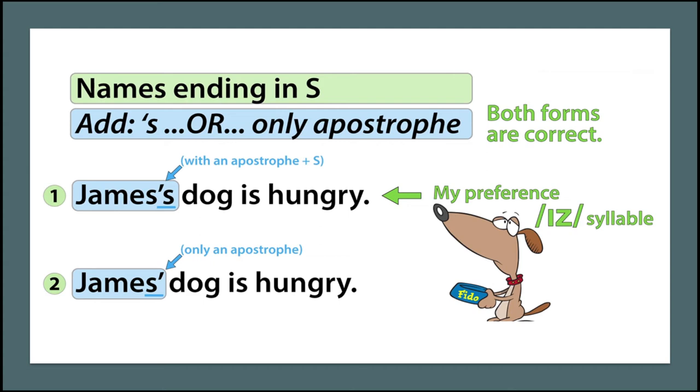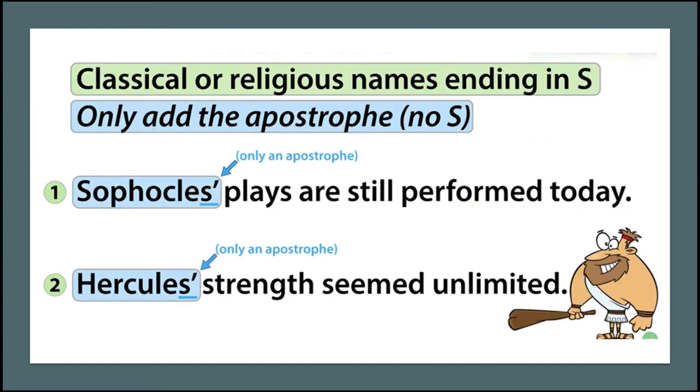James' dog is hungry. Don't be confused, but if you ask me, I prefer the number 2 example. Now, number 3. We are going to talk about the classical or religious names that end in S, Sophocles and Hercules. Here, we don't add S. We are going to add only an apostrophe. Sophocles' plays are still performed today. Hercules' strength seemed unlimited.